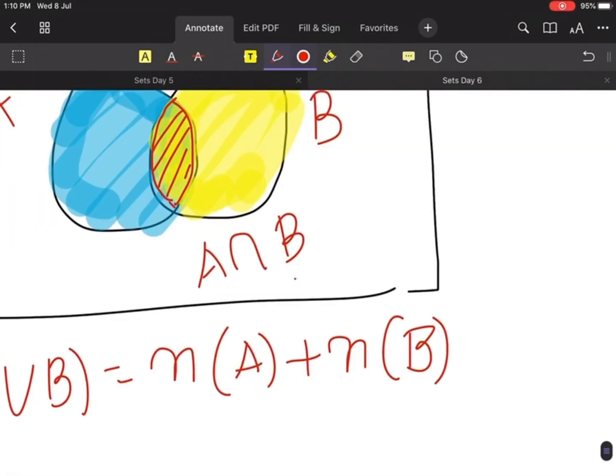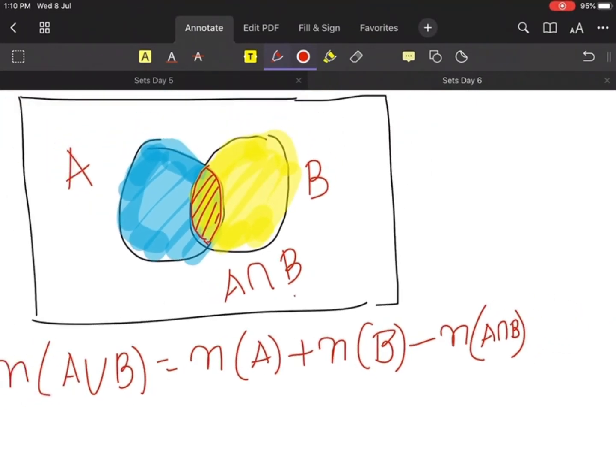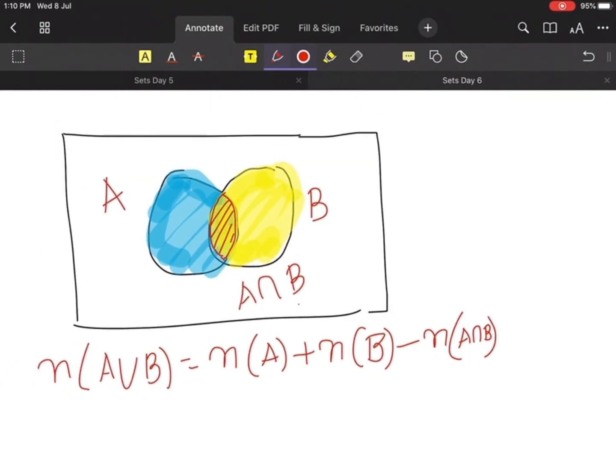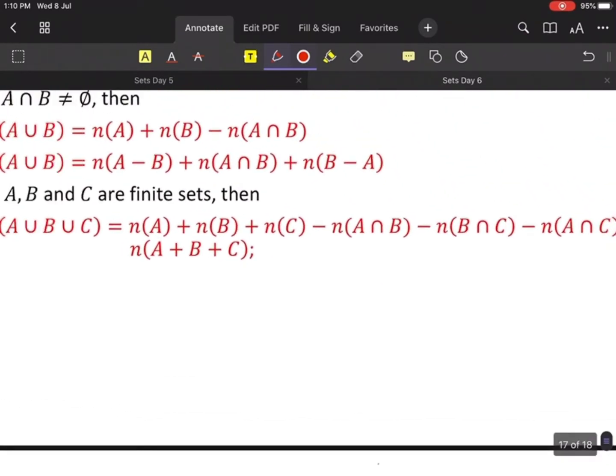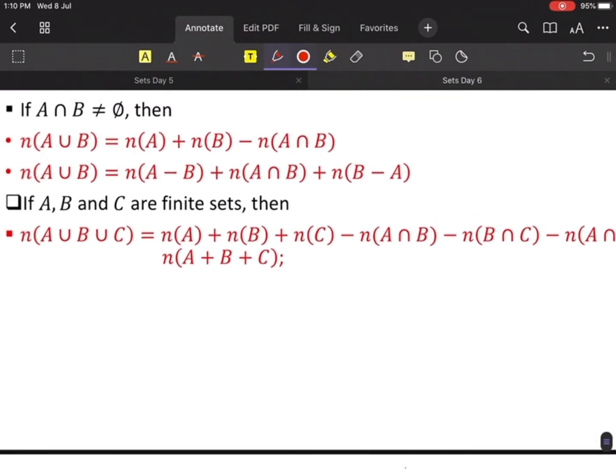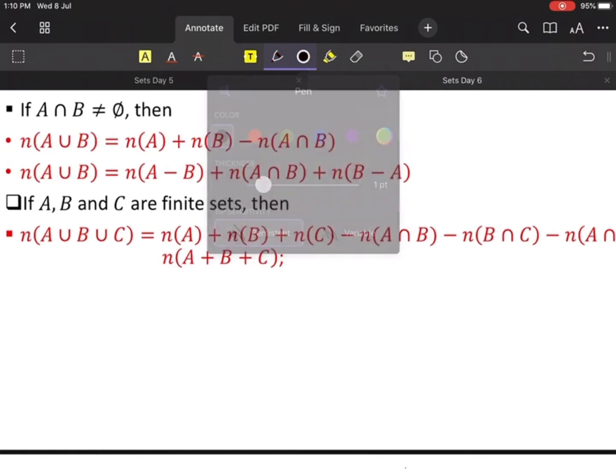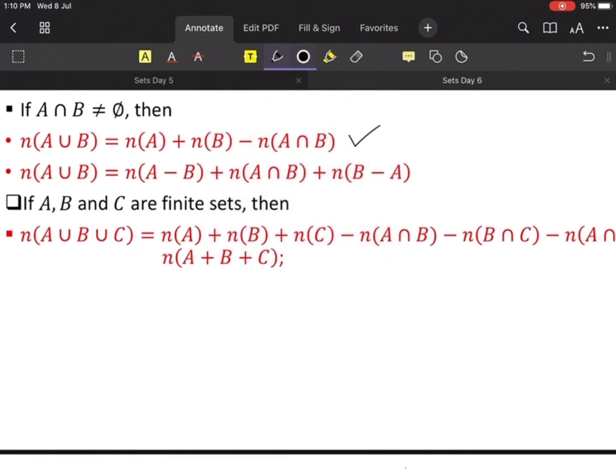Yes. So in this formula, what I have to do? I have to subtract n of A intersection B. Are you clear? Everybody clear? Understood? It's very, very clear. I will give you videos. If you don't understand, you can go through them. Now you see, this formula is done. Now we move on to this formula.